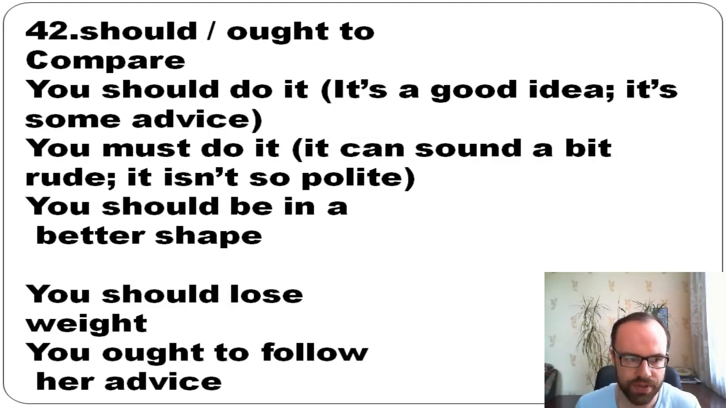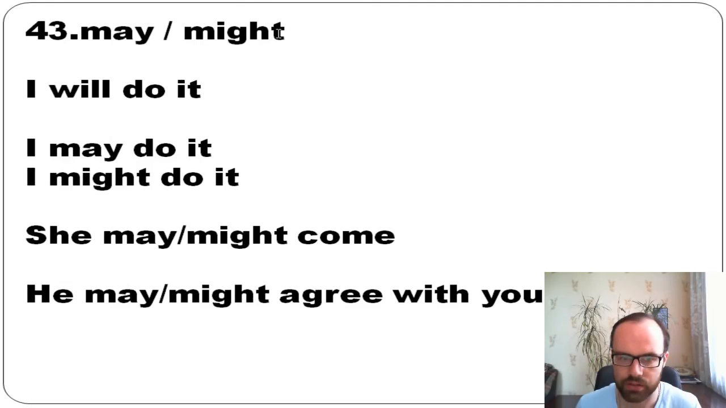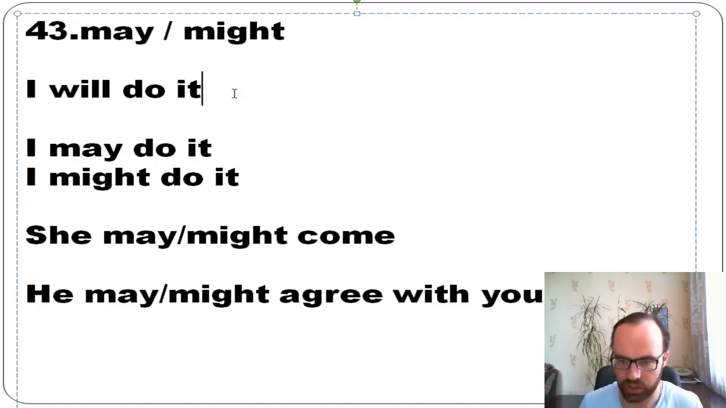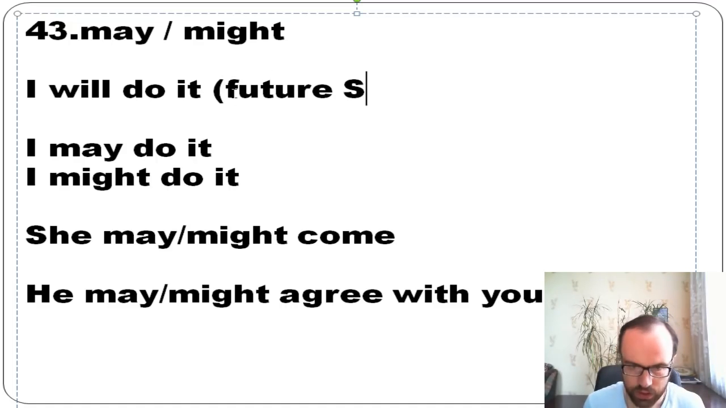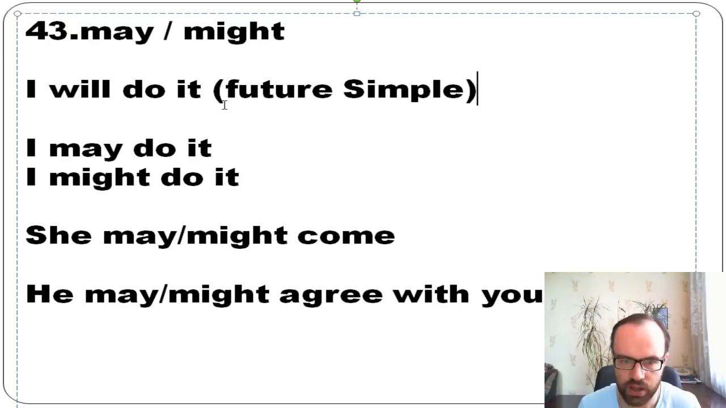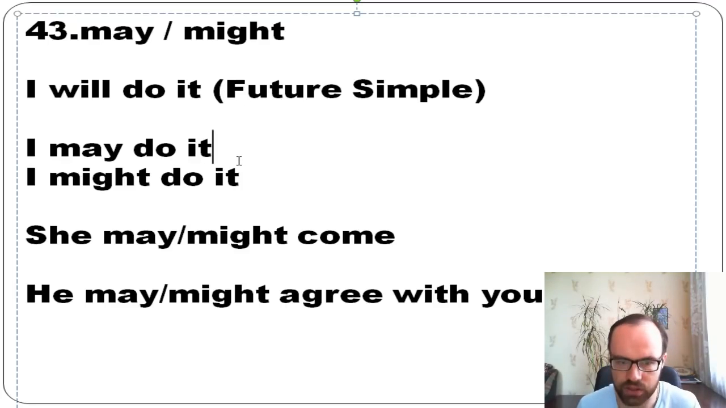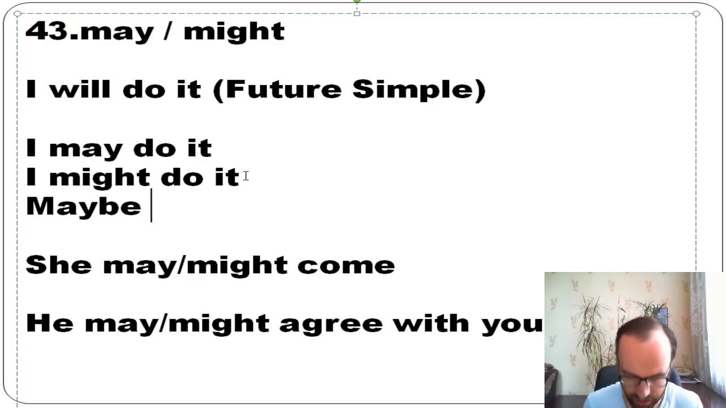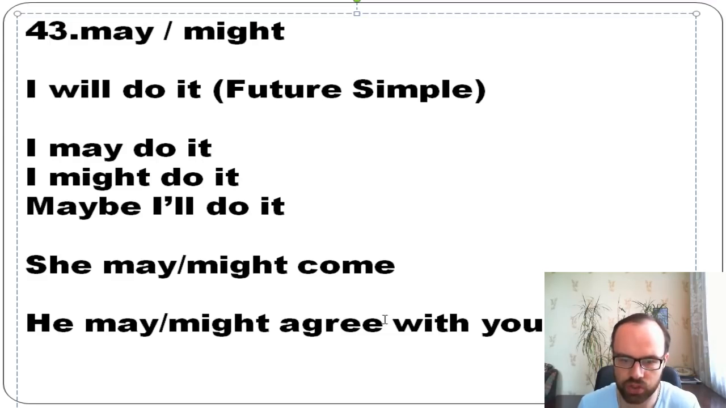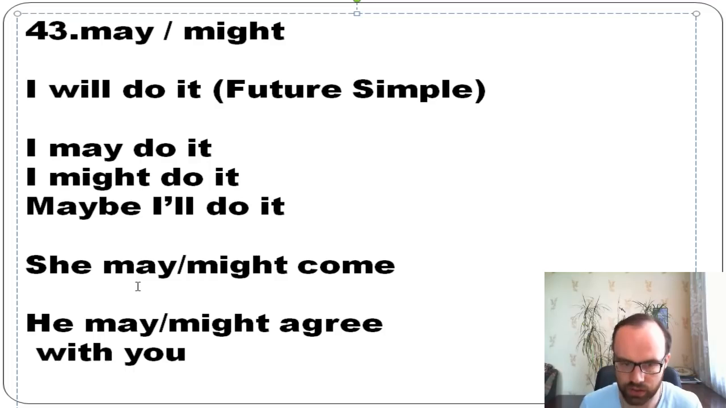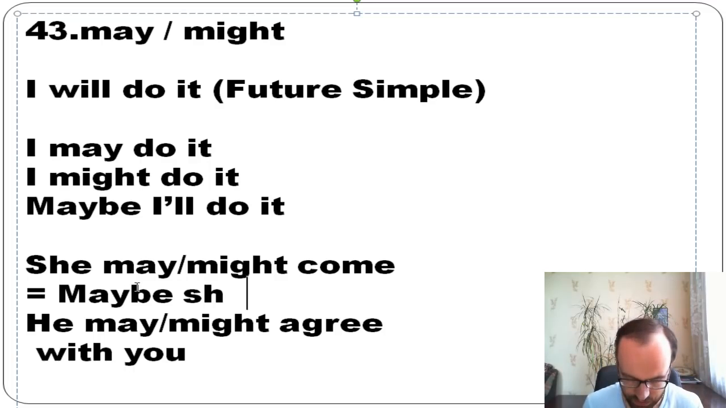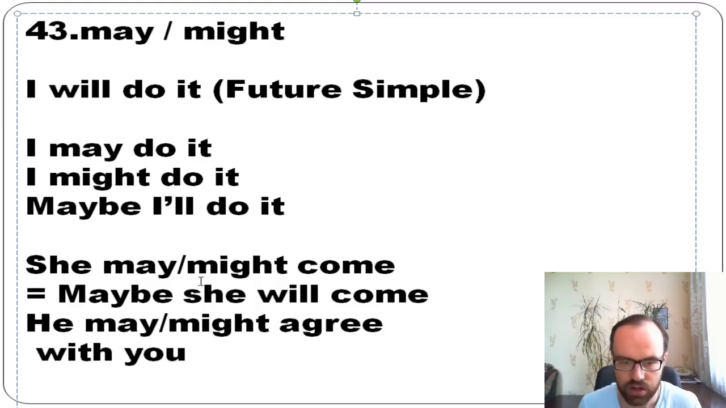Okay, so next, may or might. I will do it, so it's future simple. Okay, and you can hear I may do it or I might do it. It means maybe I'll do it. She may come or she might come. Maybe she will come. He may agree or he might agree with you. So it's the same thing. Maybe he will agree with you.